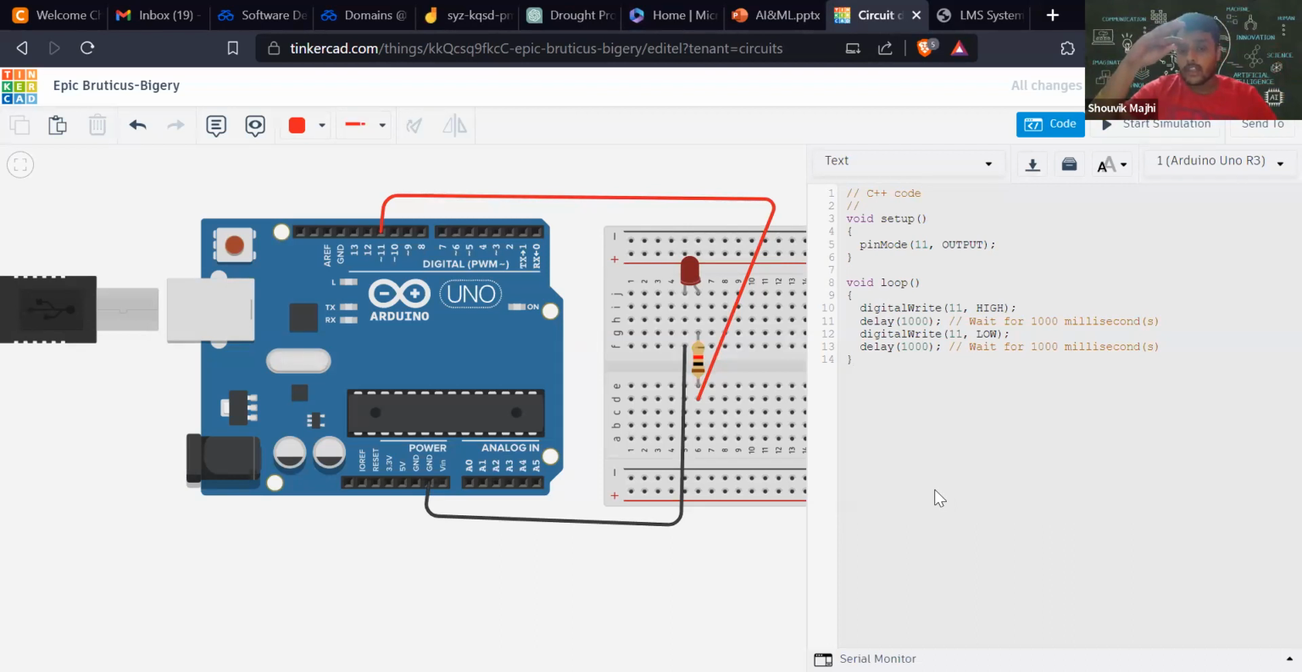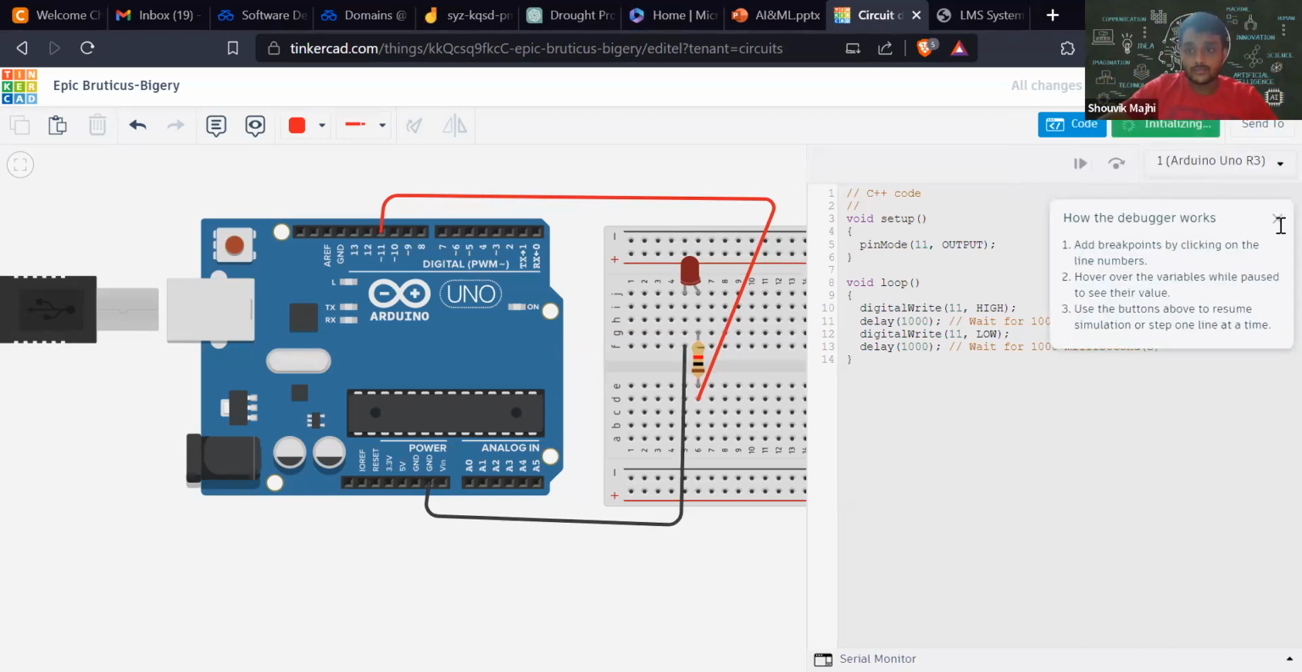It will blink for, like, it will go on for 100 milliseconds. Again, it will turn off for 100 milliseconds. Again, since this is in a loop, it will go on for 1,000 milliseconds, and again it will turn off for 1,000 milliseconds. So this is our actual purpose. So let us start the simulation.